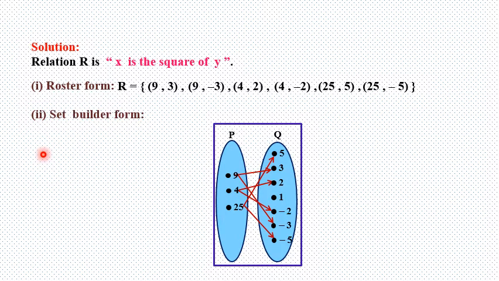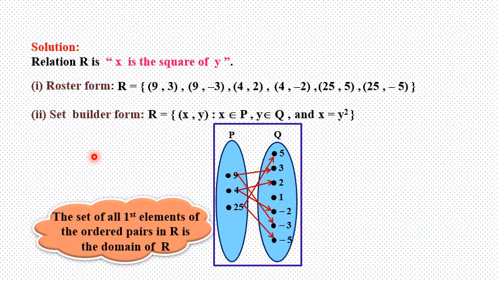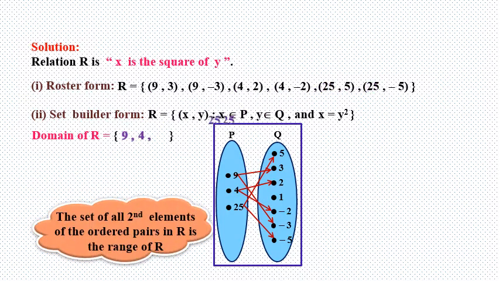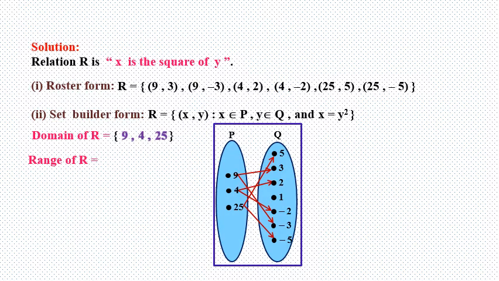Now set builder form. Set builder form is very simple. Simply you write a relation between them: (x, y), where x belongs to P, y belongs to Q, and x must be equal to y square, meaning the square of this number. Yes. The domain is here 9, 4, 25. And what is the range here? The range is very simple: 3, minus 3, and 2, minus 2, and 5, minus 5. Yes, I hope you can understand.